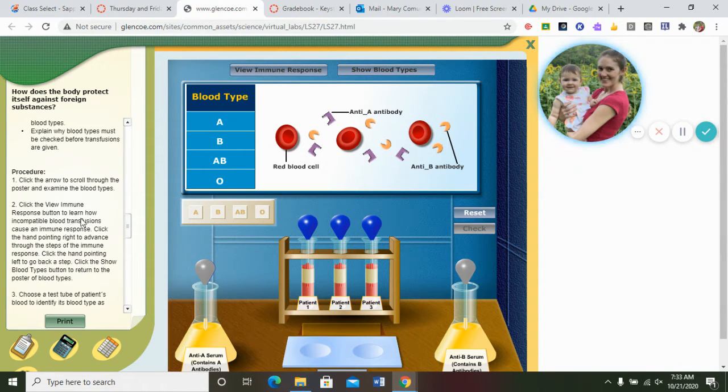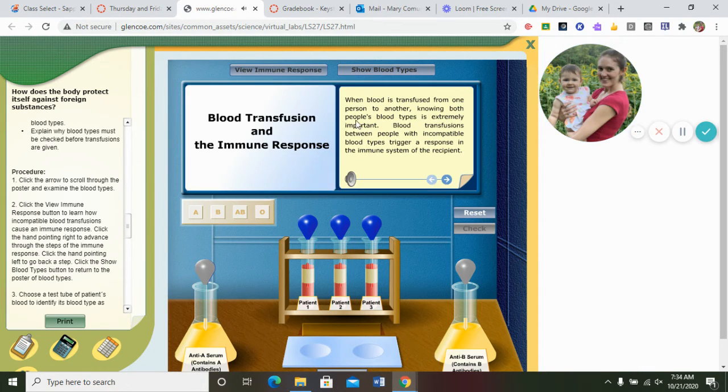Click the View Immune Response button to learn how incompatible blood transfusions cause an immune response. Click the hand pointing right to advance through the steps of the immune response. Click the hand pointing left to go back a step. Click the Show Blood Types button to return to the poster of the blood types. So, view immune response.